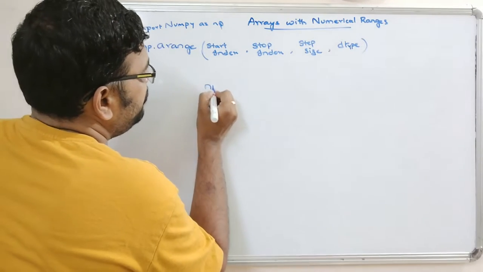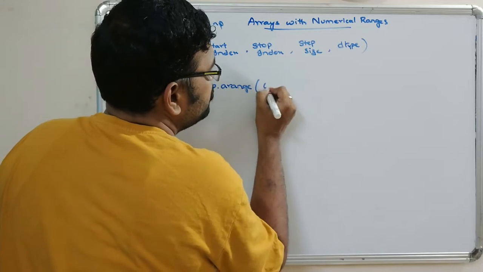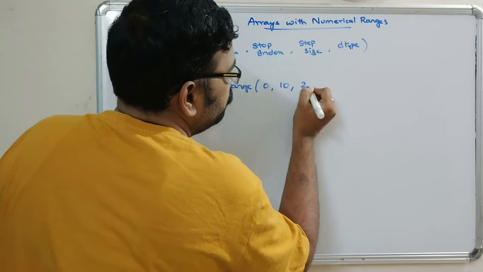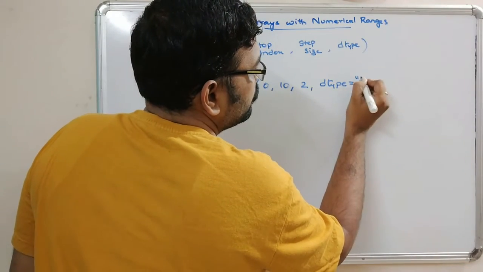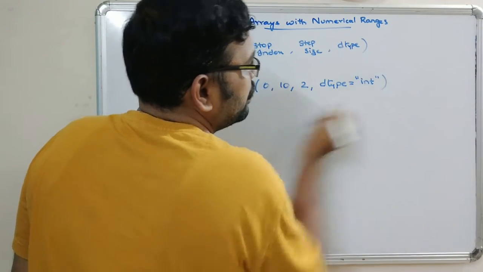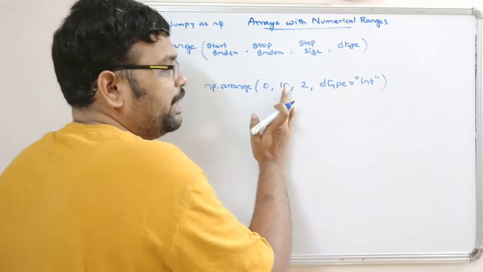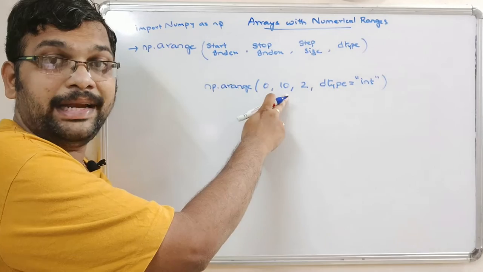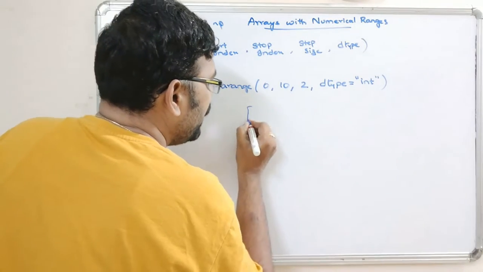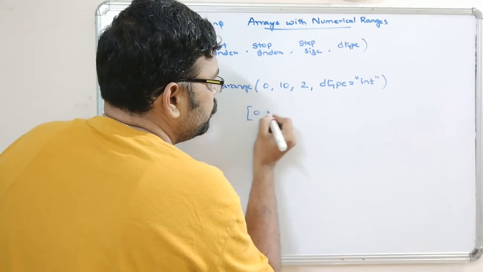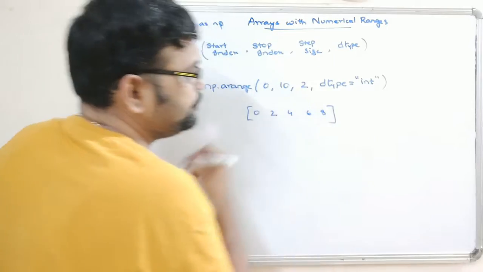So np.arange of 0, 10, 2, dtype equal to integer. Okay, so this will give all the values between 0 and 10, where 10 is not included. The end index will not be included here, right? So with dtype integer, we'll get an array of 0, 2, 4, 6 and 8.